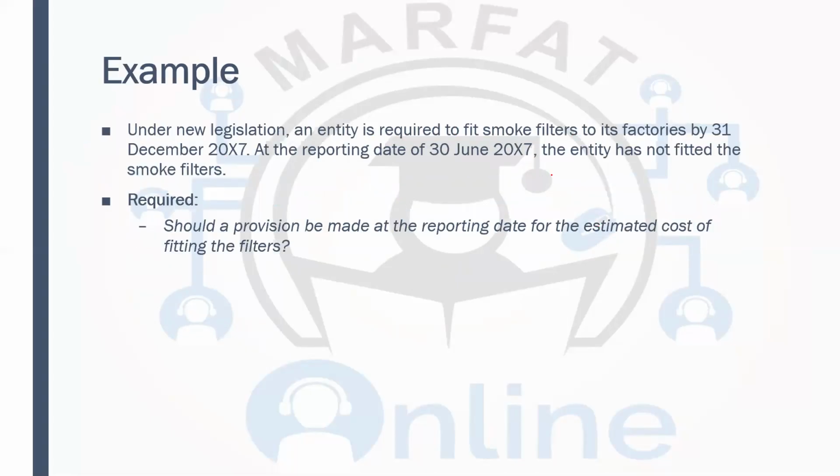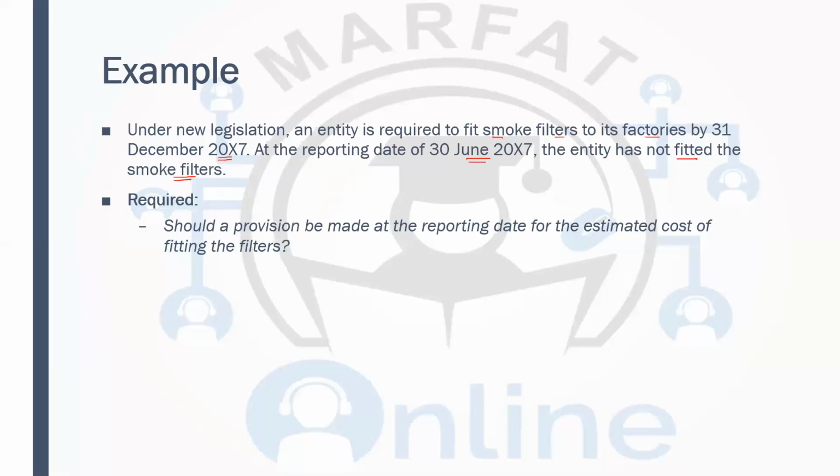Under the new legislation, an entity is required to fit smoke filters to its factories by 31st December 2007. At the reporting date of 30th June 2007, an entity has not fitted the smoke filters. Should a provision be made? Now, by law, they are required to fit the smoke filters by 31st December 2007. Their year end is 30th June. That means this obligation is coming up within the next 6 months. Now, most of the time you will have an example which gives you some flavor and creates a confusion about whether the obligation should be recognized.